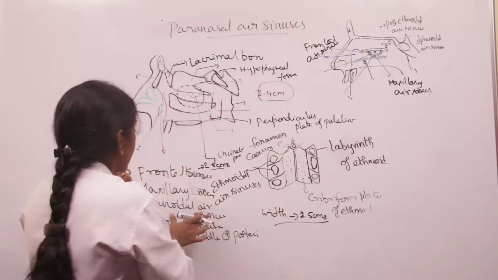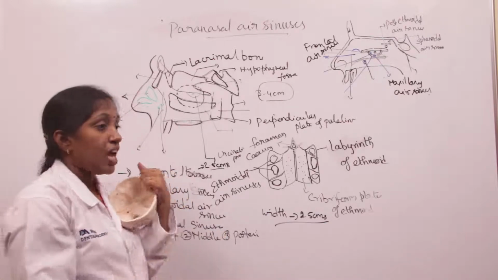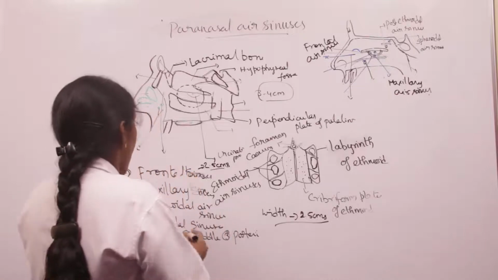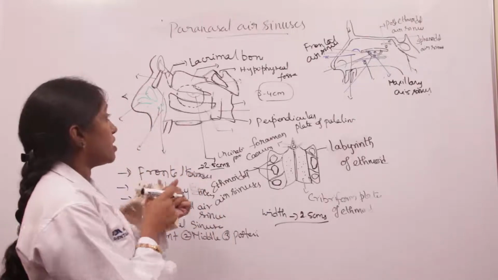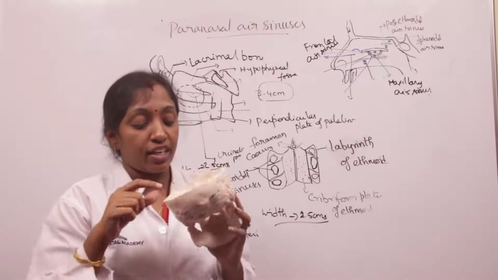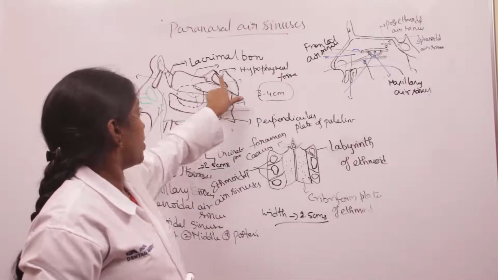The sphenoidal air sinuses are situated on either side of the body of the sphenoid, separated by a septum. They are not of the same size; they are of unequal size. And this sphenoidal air sinus is superiorly related to the hypophyseal fossa. This is the sphenoidal air sinus.